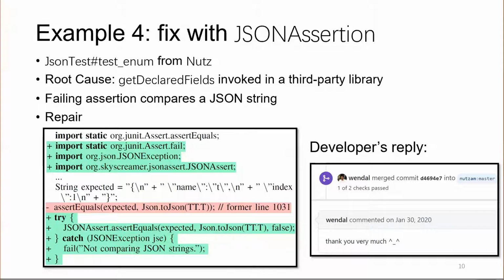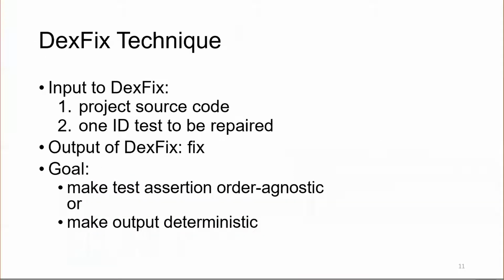The developers merged and appreciated our fix. Let's then proceed with our DexFix technique. The input to our tool conceptually consists of the project source code and one ID test to be repaired. The output of our technique is a fix consisting of one or more code changes that makes the test pass when run with NonDex. Intuitively, our strategies aim to make test assertion order agnostic or make output deterministic.